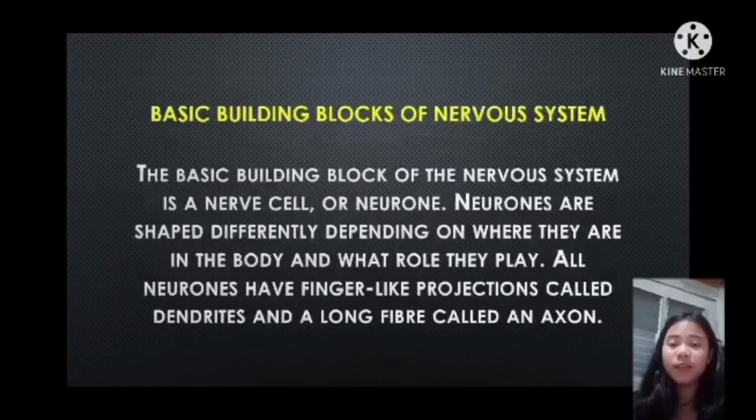Basic building blocks of the nervous system. The basic building block of the nervous system is a nerve cell or neuron. Neurons are shaped differently depending on where they are in the body and what role they play. All neurons have finger-like projections called dendrites and a long fiber called an axon.